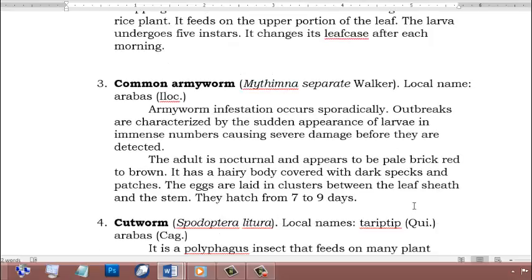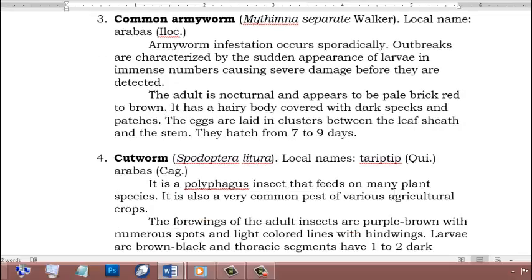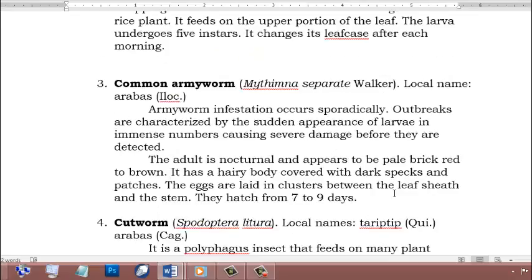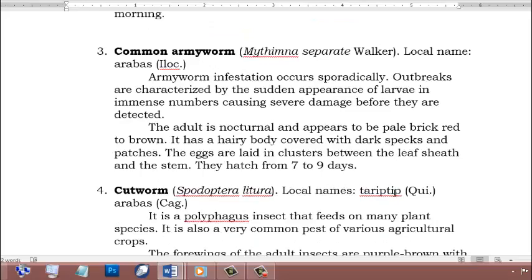The adult is nocturnal and appears pale brick red to brown. It has a hairy body covered with dark specks and patches. The eggs are laid in clusters between the leaf sheath and the stems. They hatch in 7 to 9 days. So as you can see, the development of these insects is very fast.